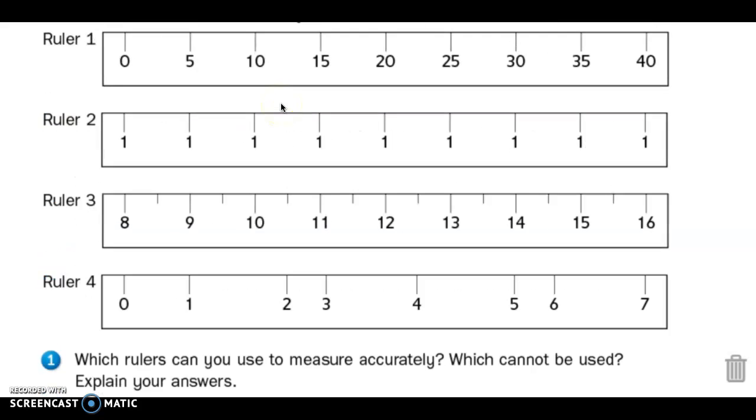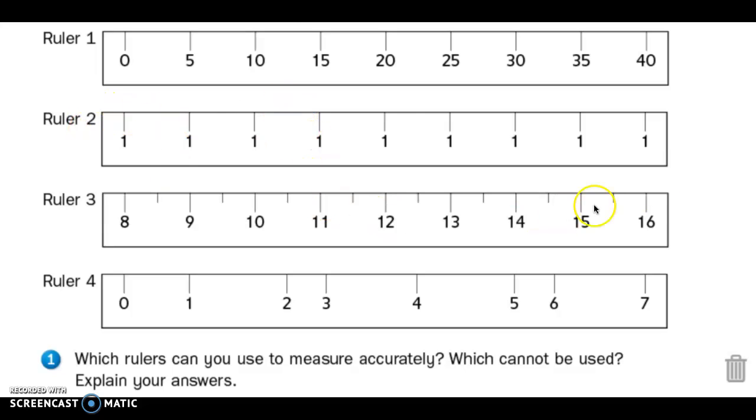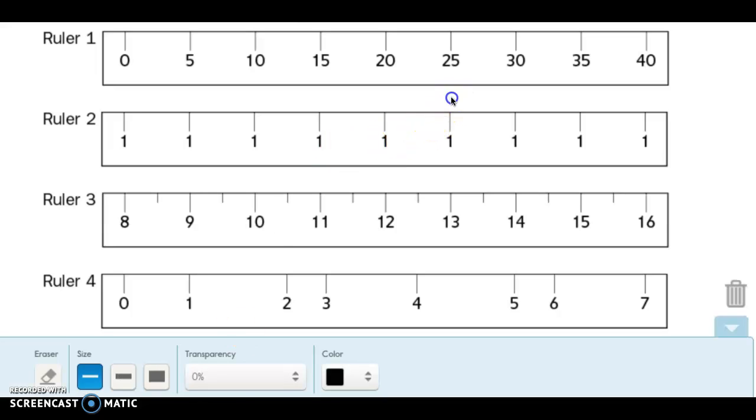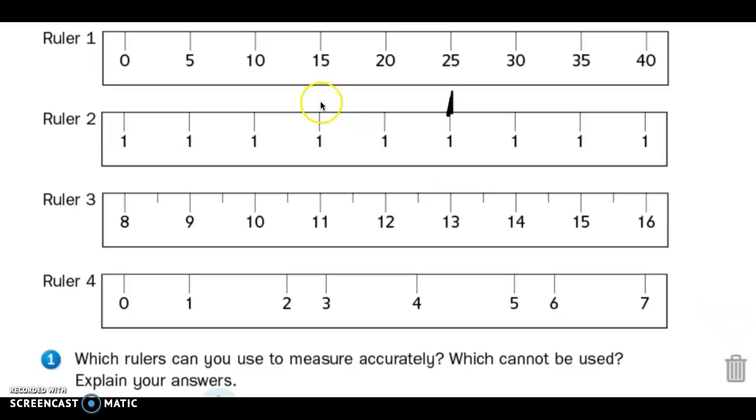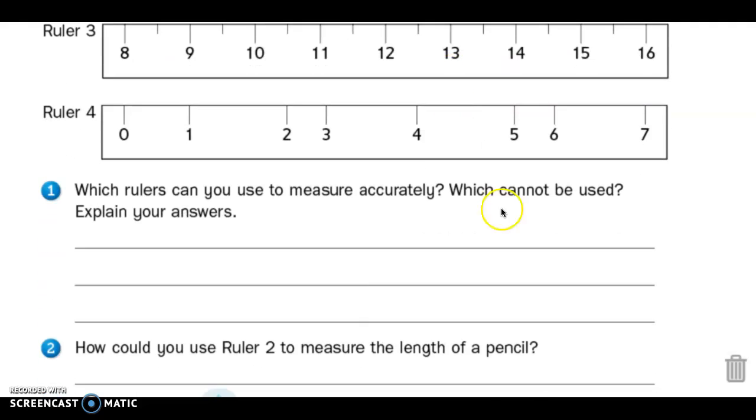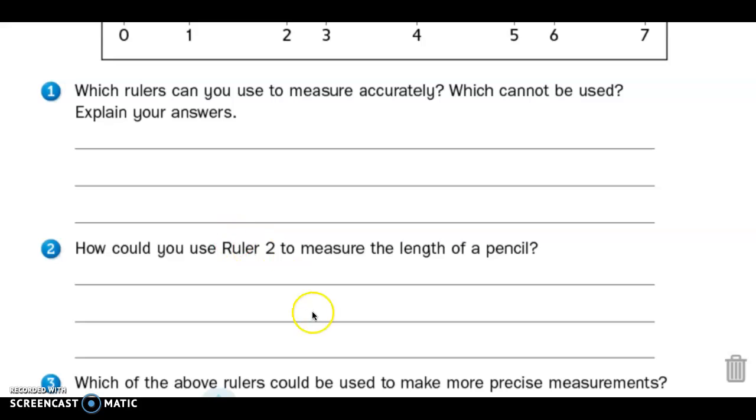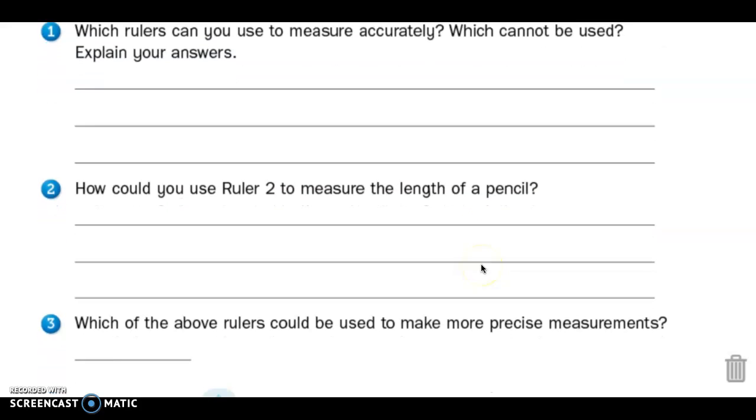ruler 2 to measure the length of a pencil? Look at this ruler. Remember, you see how this one starts at 0? Think about that with your ruler. And then if my pencil just happened to be this long, how could I figure out how long this would be, right? I see even hops, and each one is 1. So how many hops would it take? How could I use that ruler to measure the length of a pencil?